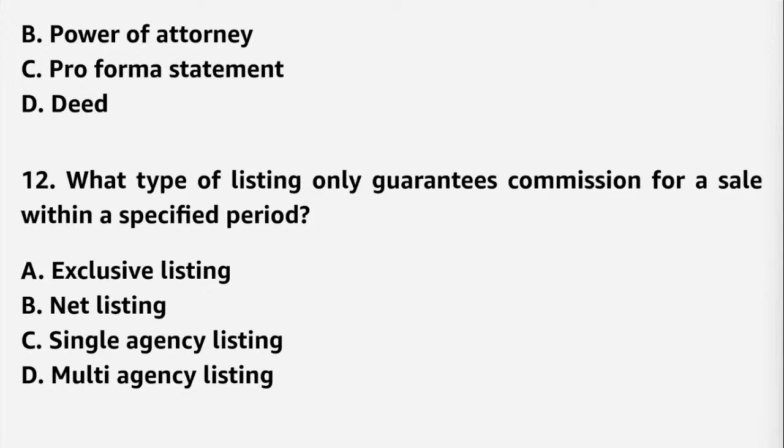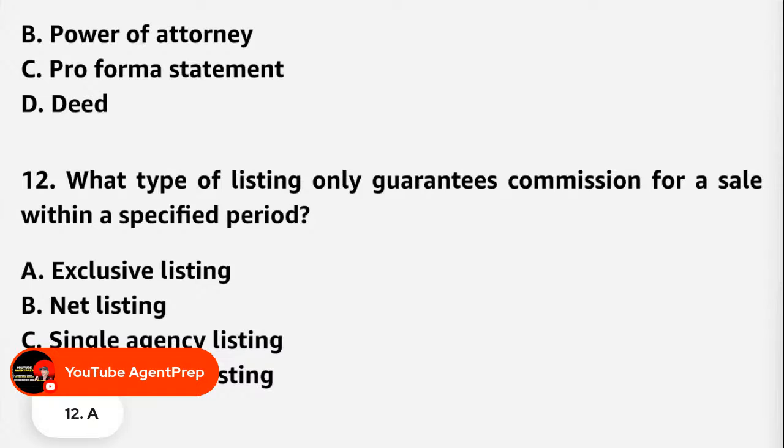Type the answer for that one. Yes, the answer is 12A, an exclusive listing. Okay, so in an exclusive listing, the seller could bring the buyer and not have to pay commission. So the real listing is called exclusive right to sell, and it guarantees the broker a commission whether the owner or the broker procures the buyer.